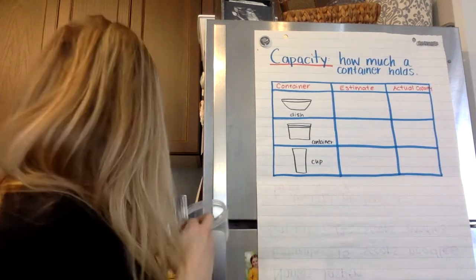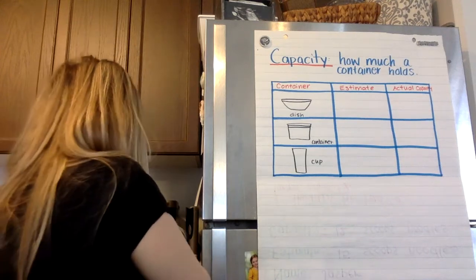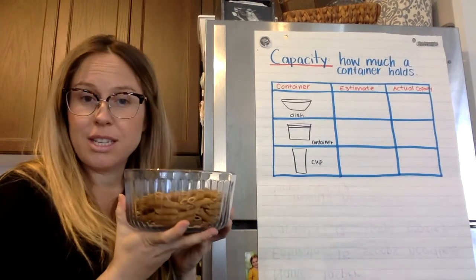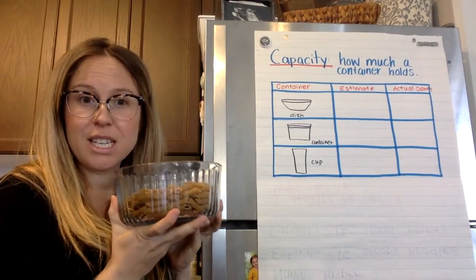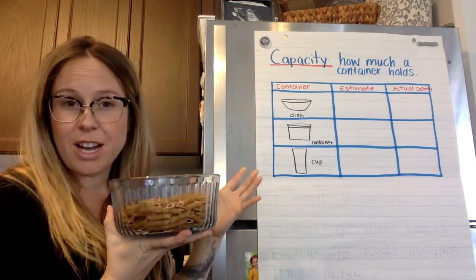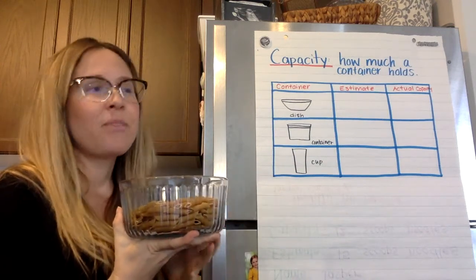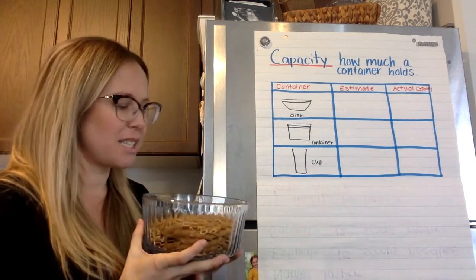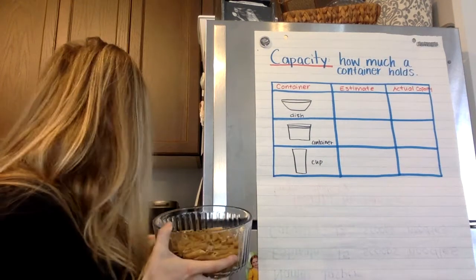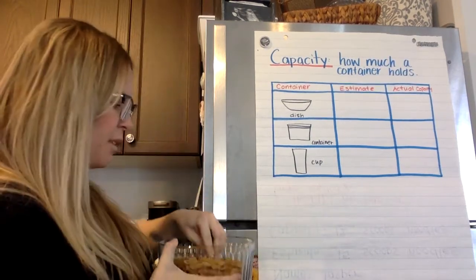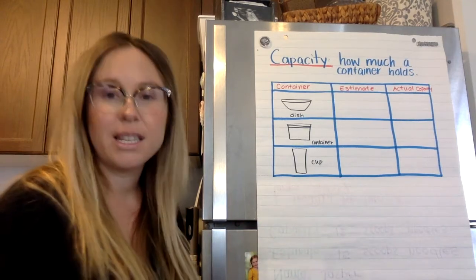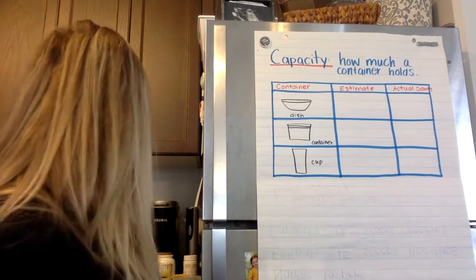And so what I need to do is think about how many scoops of noodles it's going to take to fill each of these containers and figure out which dish or which container has the greatest capacity and which one has the least capacity. Okay, so again, I'm using my noodles from yesterday and a spoon. And before I measure, it's really important that I do my estimates in my notebook first, okay?